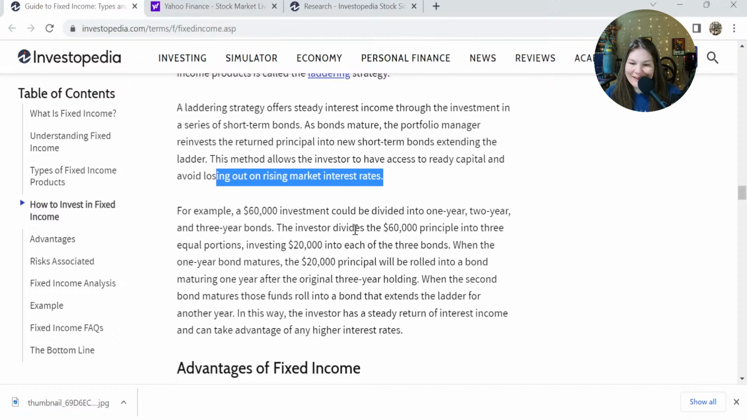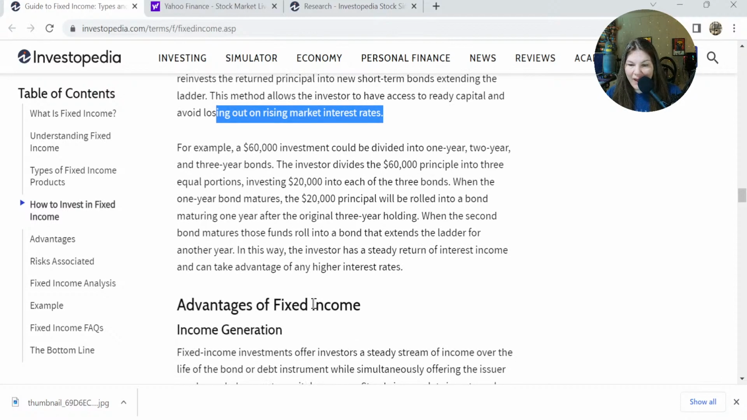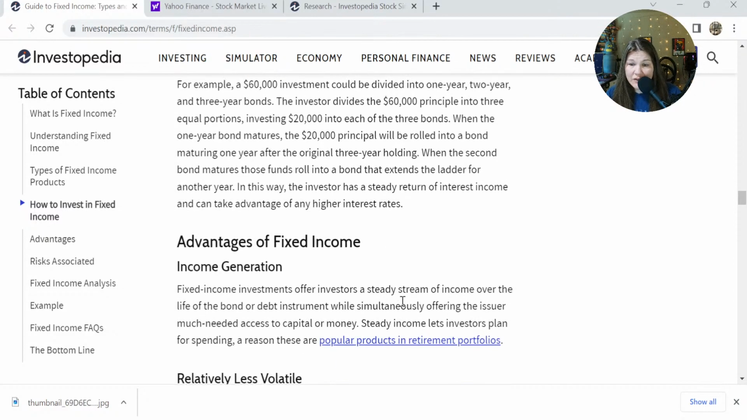So, for example, a $60,000 investment could be divided into 1-year, 2-year, and 3-year bonds. The investor divides the $60,000 principal into 3 equal portions, investing $20,000 into each of the 3 bonds. When the 1-year bond matures, the $20,000 principal will be rolled into a bond maturing 1 year after the original 3-year holding. When the second bond matures, those funds roll into a bond that extends the latter for another year. In this way, the investor has a steady return of interest income and can take advantage of any higher interest rates.